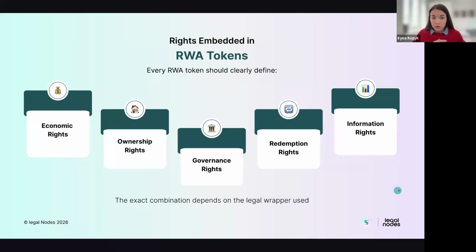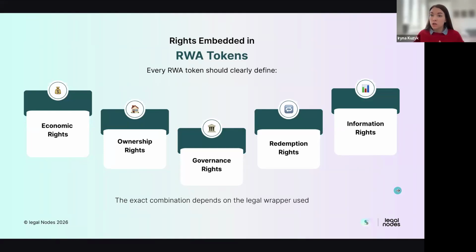Transparency is another critical component. So, token holders must receive sufficient information to evaluate their investment, which typically includes financial reporting, performance updates, valuations, disclosures of important material events regarding the assets or the SPVs that holds the assets. In regulated environments, these disclosures are often mandated by securities law.